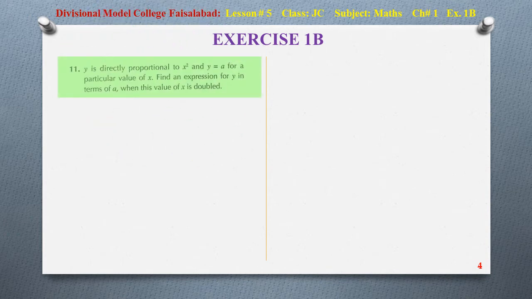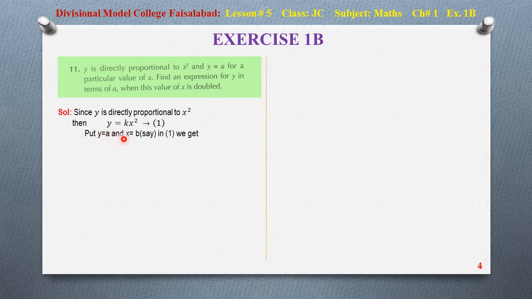Question number 11. Again you are given that y is directly proportional to x square. So write this statement in algebraic form first. Now it is given that y is equal to a for a particular value of x. The value of y is given, we are not given the value of x. It is said that particular value of x. We suppose that the value of x is b. When y is equal to a, the value of x is b. Or you can put x is equal to x. There is no need to take any value. You can put x is equal to x in equation number 1.